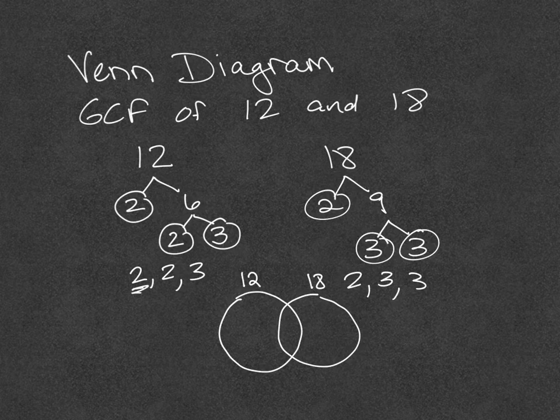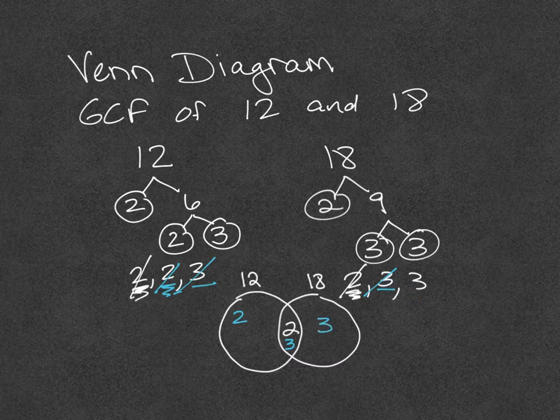I see a shared 2 right here, so I'll put that in the middle, cross it off so it doesn't confuse me. This one has a 2 still left, but this one does not. So I'm going to put that 2 over here. Cross it off. We have a 3 here and a 3 here, so that's shared. Cross them off. And then this one has a 3 left that this one didn't have, so it will go over here.